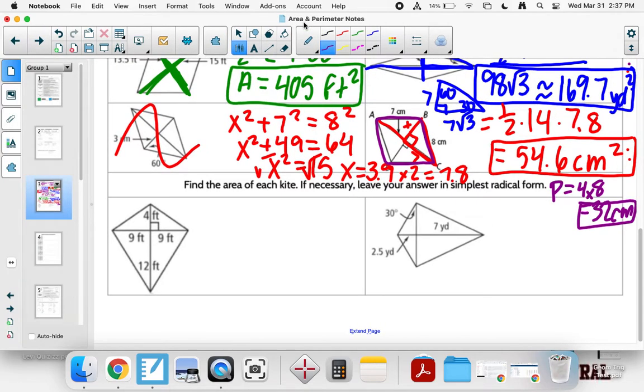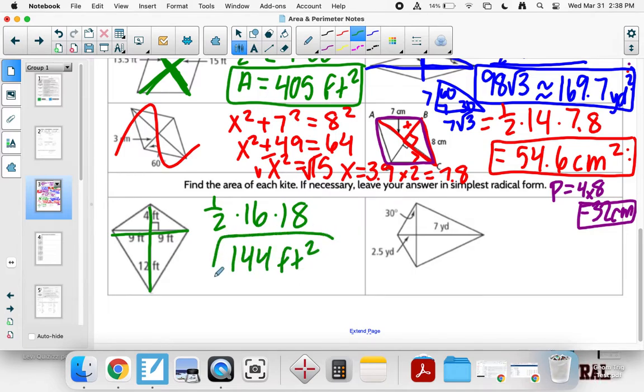Same formula for kites. This one's pretty easy. Half times, what's one of my diagonals? 16. That's a diagonal. The other one's 18. The other one's 9 plus 9. 8 times 18. 144 squared.